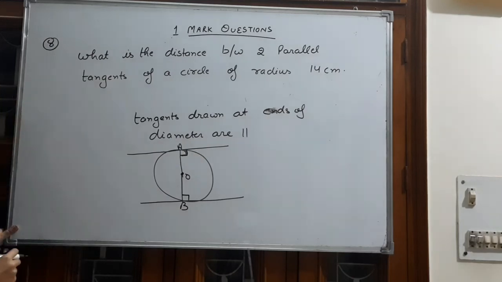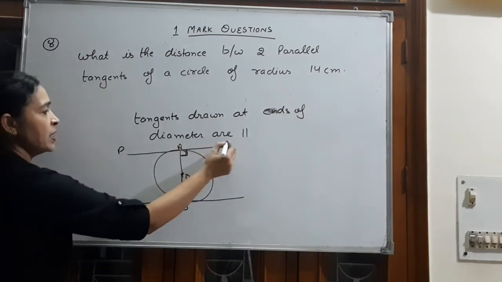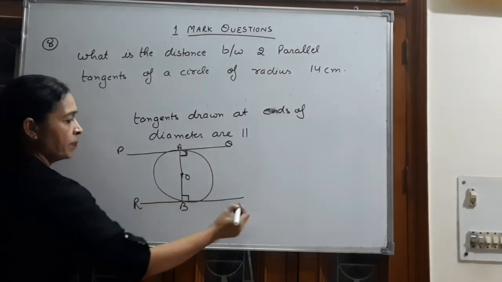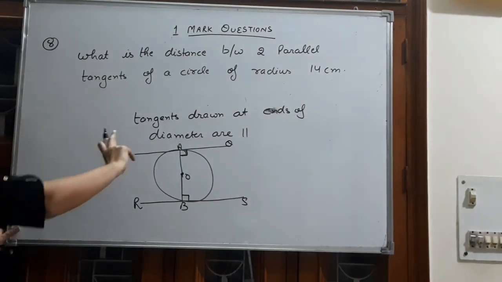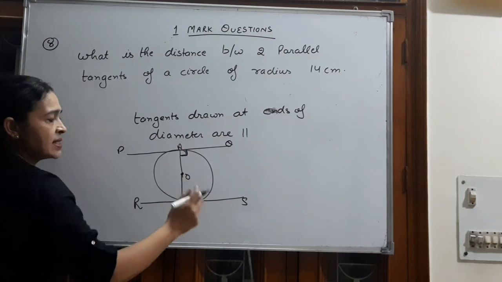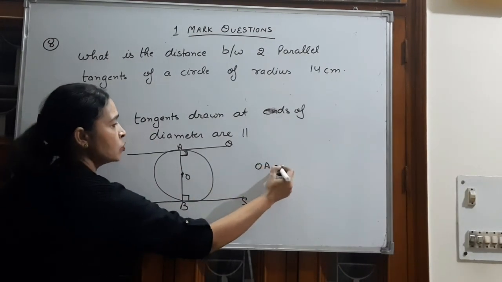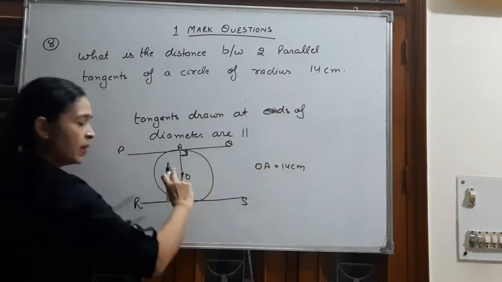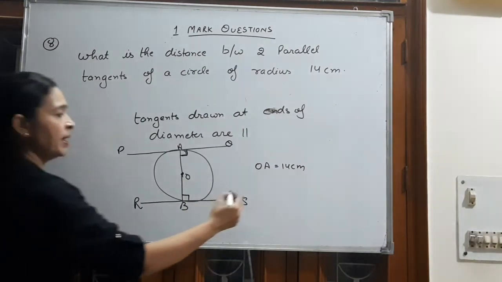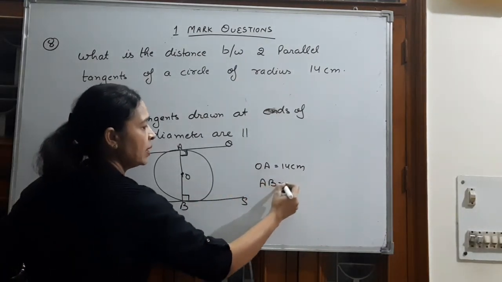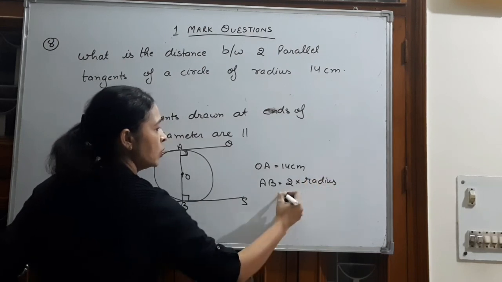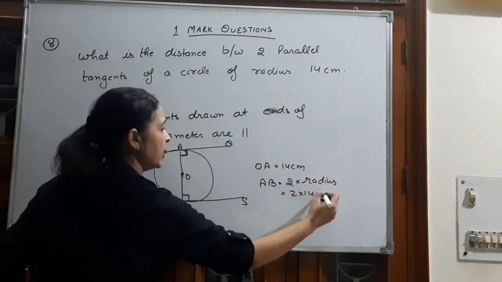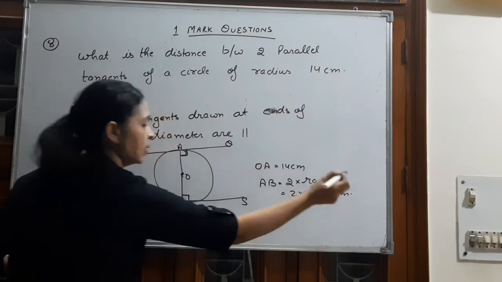Now, both these tangents are parallel. This is PQ, this is RS. PQ is parallel to RS. What do we have to find? We have to find the distance between them. Radius is given, OA equals 14 centimeter. OB is also a radius, AB is the diameter. What will be the length of AB? 2 into radius, that is 2 into 14, 28 centimeters is our answer.